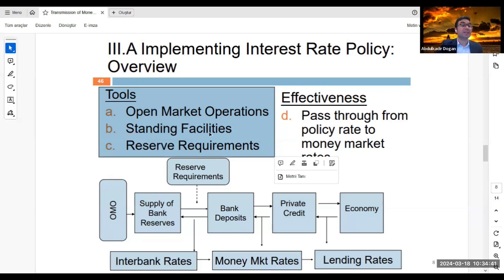Standing facilities is a little bit detailed technical term, so I will skip this because this necessitates a little bit of financial literacy. But for the reserve requirement, you should understand that reserve requirement is like an insurance of the financial system in the central bank.